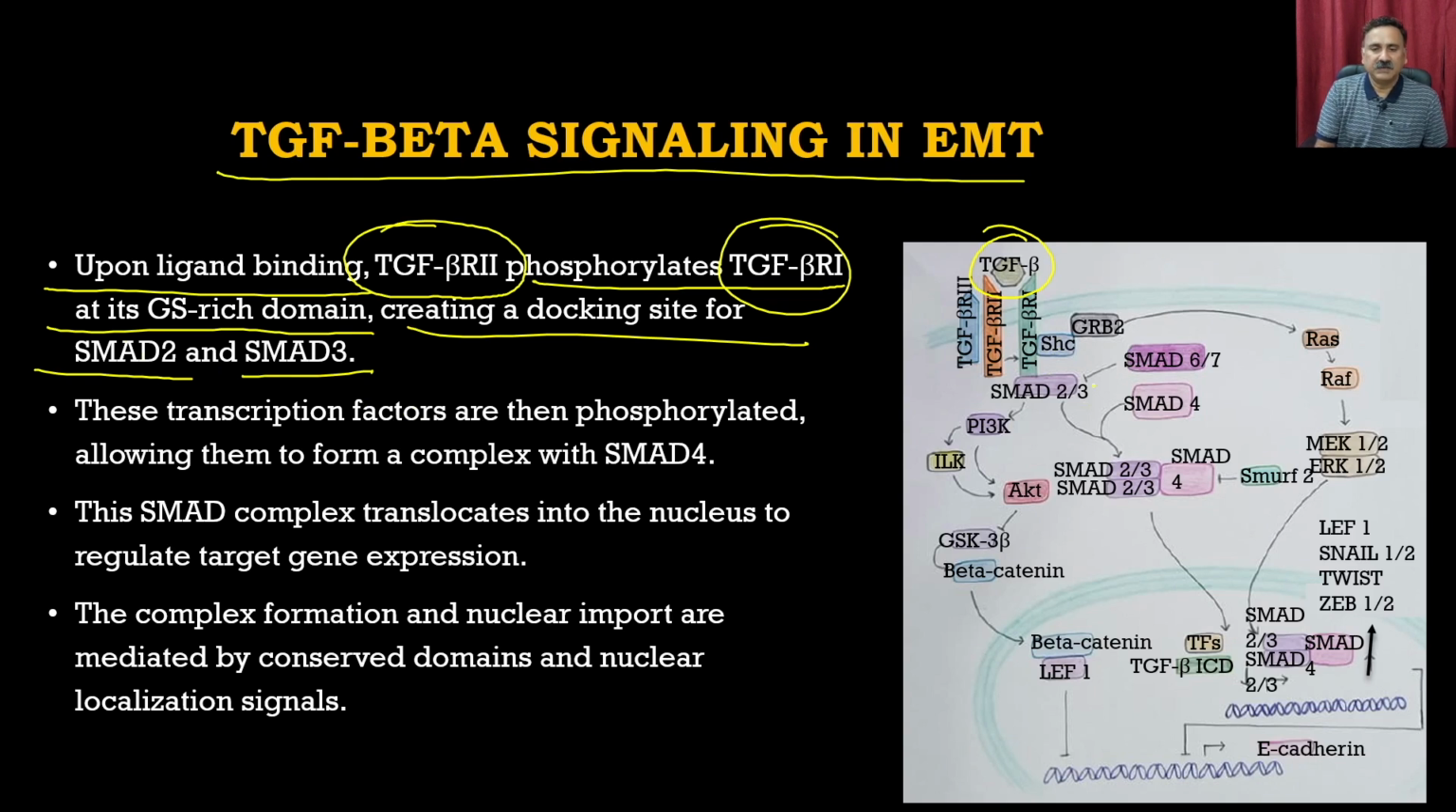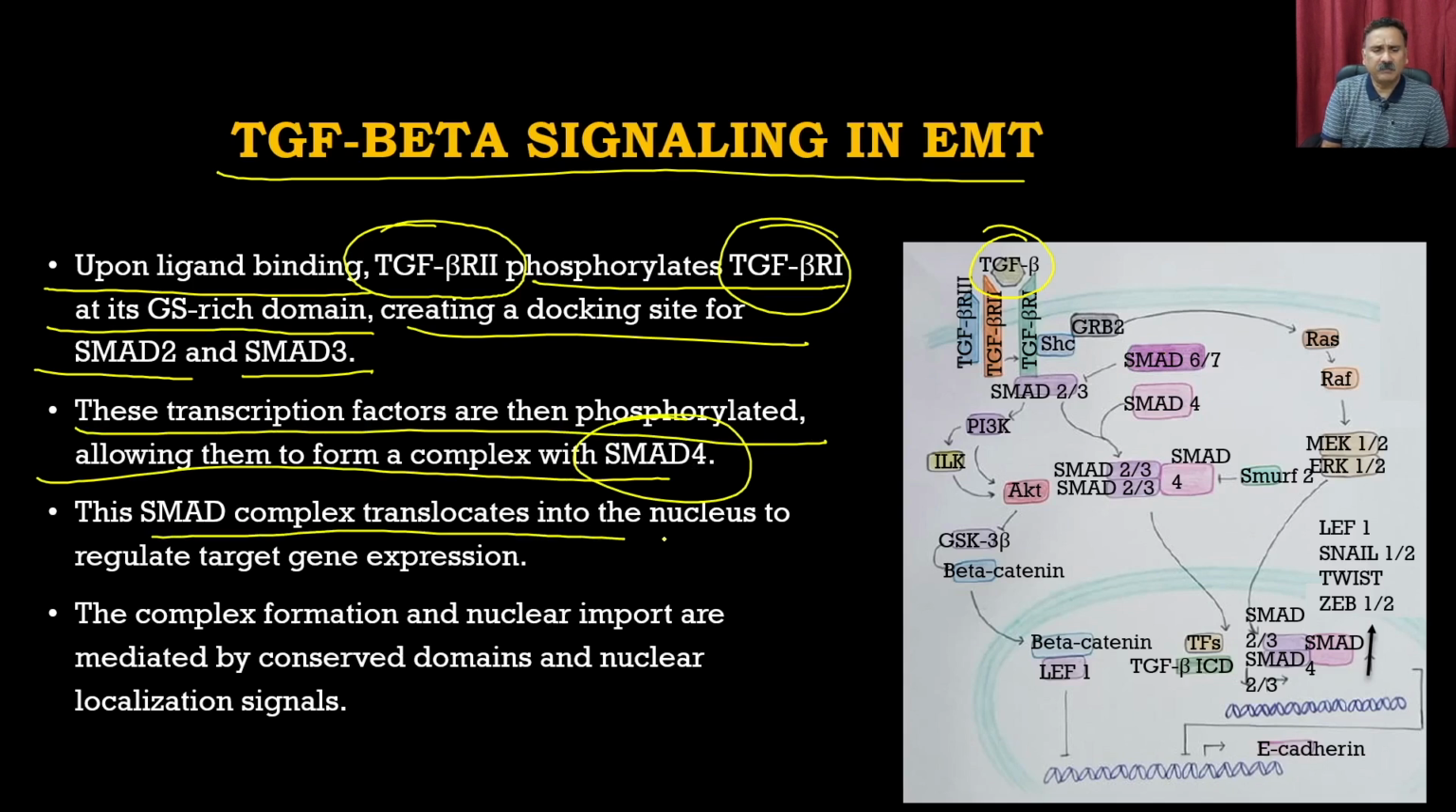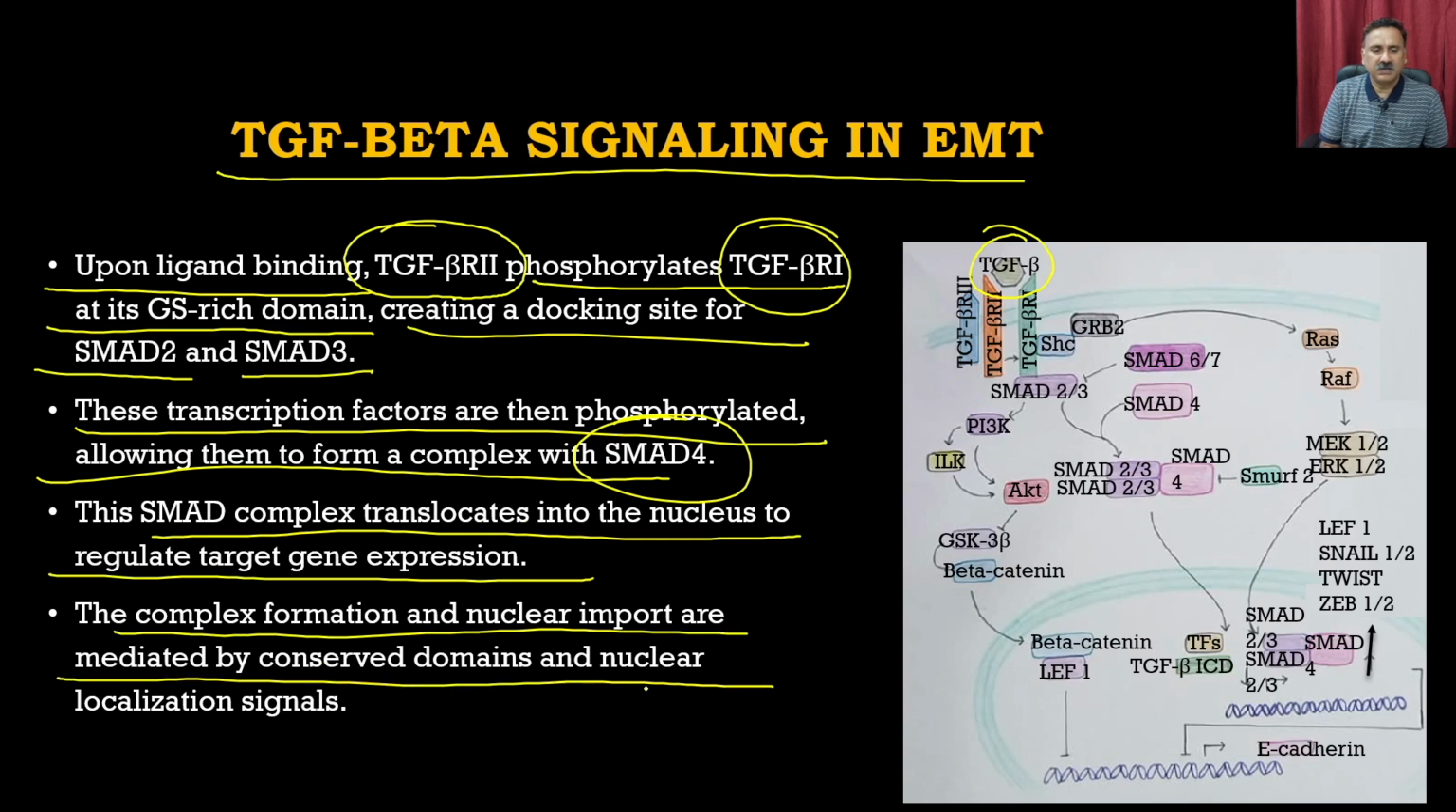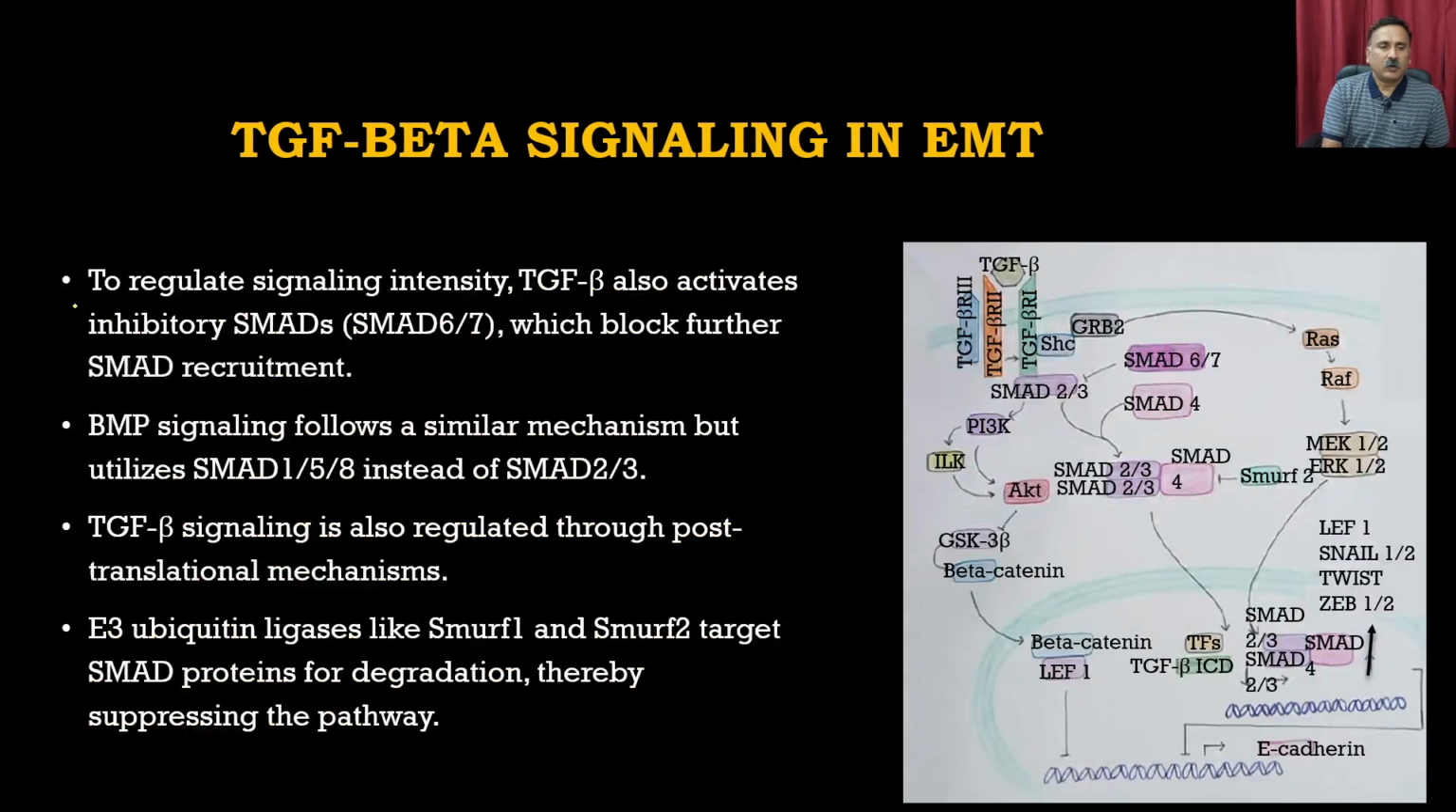And as a result of this, the SMAD2 and SMAD3, these transcription factors, are then phosphorylated, allowing them to form a complex with the SMAD4, right? And then this SMAD complex translocates to the nucleus to regulate the target gene expression. The complex formation and the nuclear import are mediated by the conserved domain and the nuclear localization signals. To regulate the signaling integrity, the TGF beta also activates the inhibitory SMADs like SMAD6 and SMAD7, which block further SMAD recruitment, right?